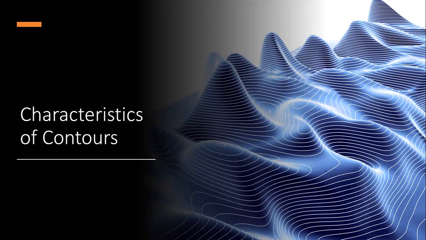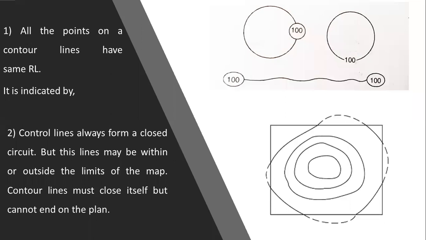Now the next topic is characteristics of contours. It is the most important topic. The first characteristic is that all the points on a contour line have the same RL. It is indicated either by intersecting the figure in a break in the respective contour or printed close to the contour. All the points on a contour line have the same RL.